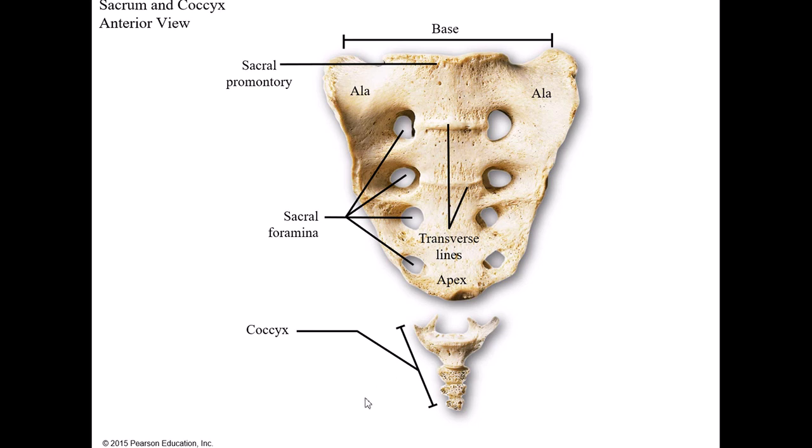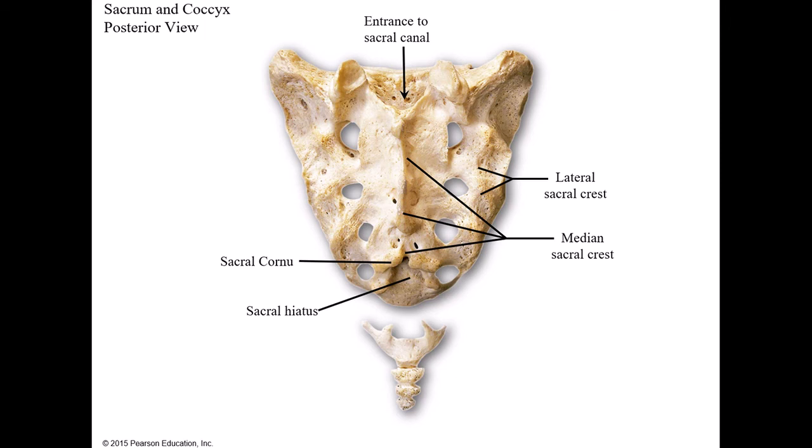Okay, so that concludes our vertebral anatomy. Now, in our next part, we'll take a look at the thorax.